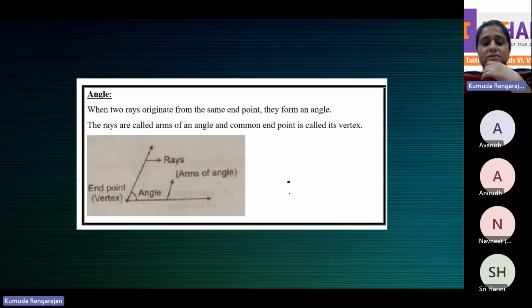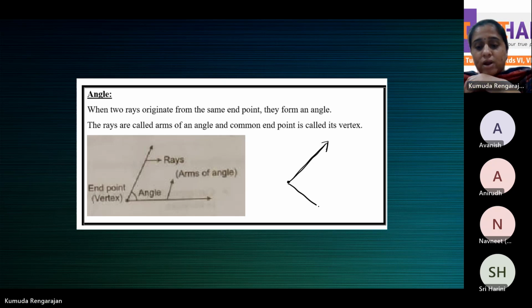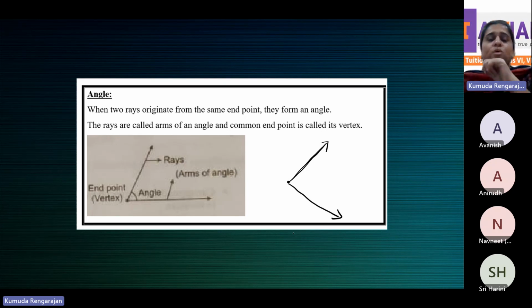Supposing there's a point, and from this point there's a ray. Because what is a ray? A ray has a starting point, and it extends indefinitely on the other side. It goes on and on the other side. So let's take this point, and there is a ray coming from this point. Another ray also comes from the same point. Now, when two rays start from the same point, then an angle is formed.